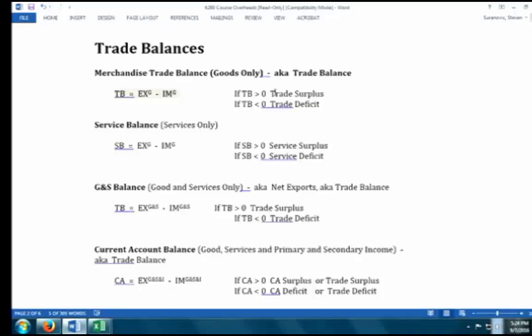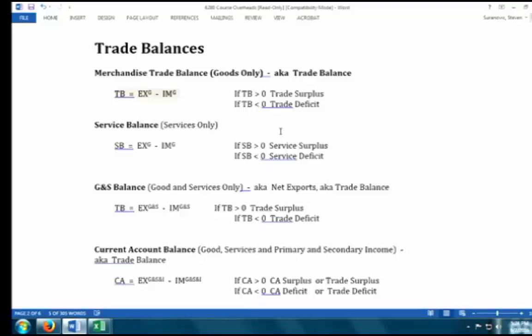Now, if that trade balance turned out to have a value greater than zero, we're going to say that the country has a trade or a merchandise trade surplus. If the value of TB is negative, we have more imports than we have exports of goods in value terms, then we're going to say that the country has a trade deficit. Very simple and straightforward.